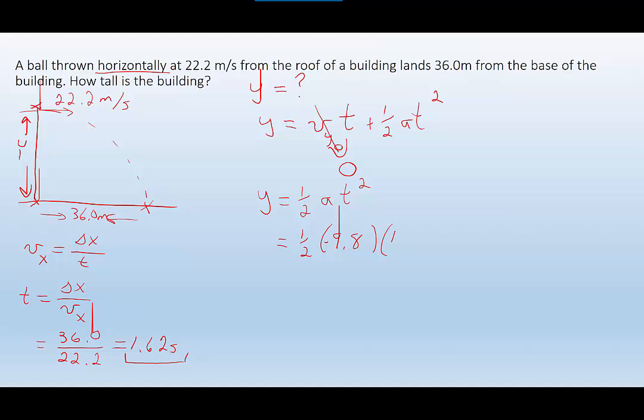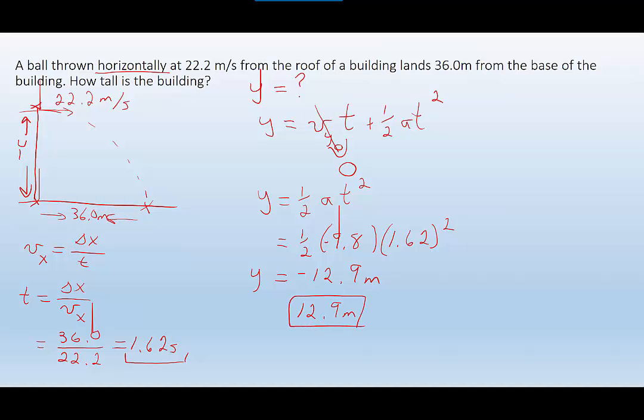times my time, 1.62 squared. And again, the negative 9.8, it's negative because I like to keep with my upwards being positive, downwards being negative. So this will end up giving me a negative y, but that's okay. I multiply those together, and I find out that the ball has to drop 12.9 meters. You can't have a building that's negative 12.9 meters tall, so the final answer would be 12.9 meters.